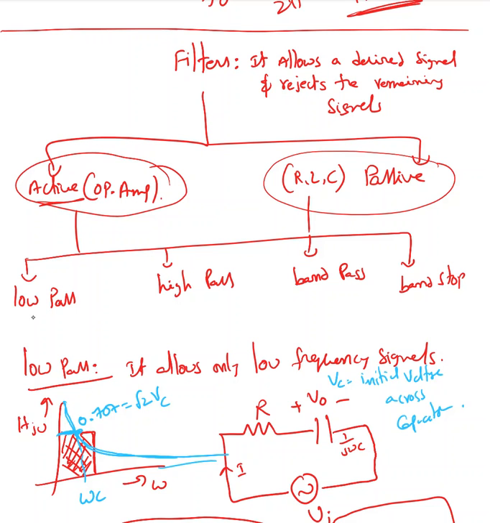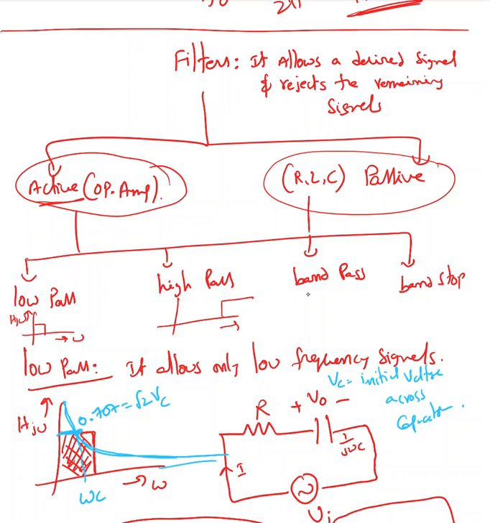A low pass filter allows signal at low frequency. So the x-axis is omega, and the y-axis is the signal, whatever that signal is. For the time being, I'm going to take that as H(j omega). So a low pass filter allows signal at low frequency. A high pass filter, same thing, allows signal at high frequency. Once it reaches a certain frequency, it starts allowing the signal.